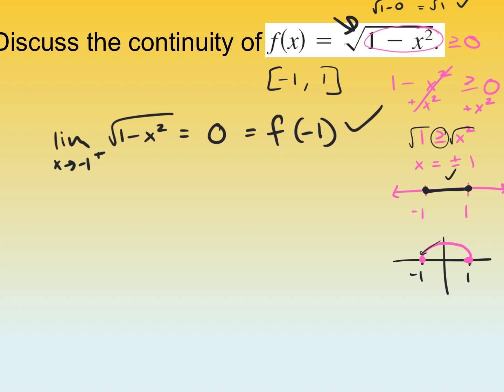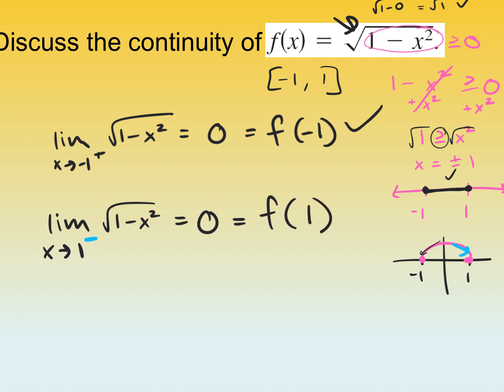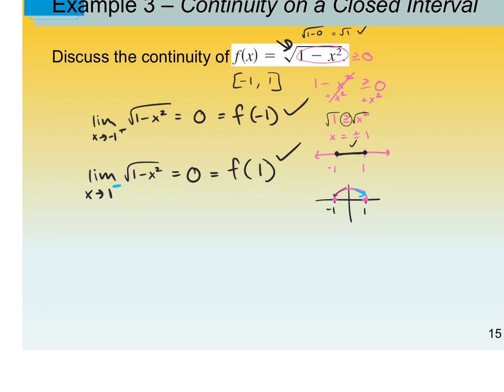If I plugged in -1 into my function here, do we get the same thing? Yeah. And then let's check the right side. So the limit as x approaches +1, but coming from the negative direction, since we're coming from the left now, of our function 1 minus x squared, what do we get? 0. Is this the same as f of 1? Yeah. So because they're the same, we can say that our function here is continuous on the closed interval from -1 to 1.